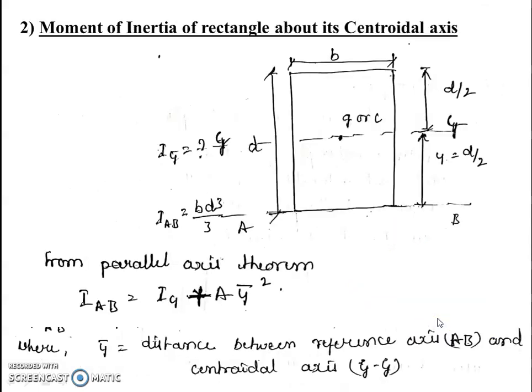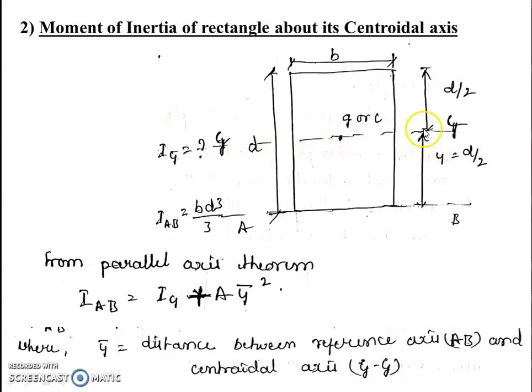Okay, next we will see the moment of inertia of a rectangle about its centroidal axis. If the rectangle has sides breadth b and depth d, then the centroidal axis is at the center. This is the centroid, and this is the centroidal axis. I took it as GG, and it is passing through the centroid or center of gravity. That's why it is called the centroidal axis.